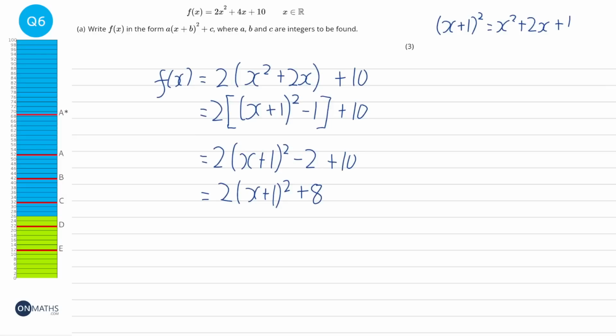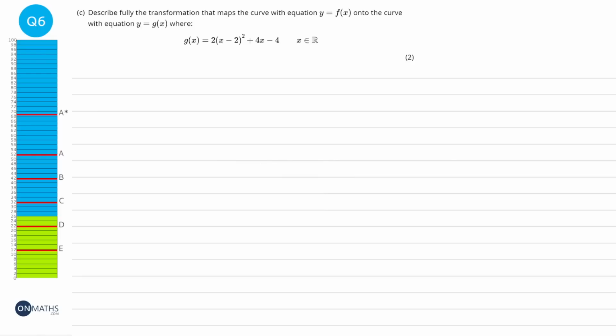So with f of x, we've got the 2x squared, but with g of x, we've kind of got the 2, but this time it's x minus 2 squared. So the first thing I'm going to do with this is, instead of f of x, I'm going to just do x minus 2 to our f of x. So f of x minus 2. So every time we see an x, we're just going to replace it with x minus 2. So it's 2 brackets. Instead of x squared, it would be x minus 2 squared. And then instead of plus 4x, we're going to have plus 4 times x minus 2. And then we've got plus 10. Well, that will stay the same.